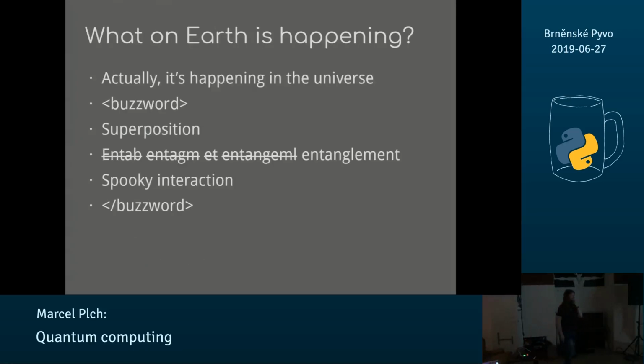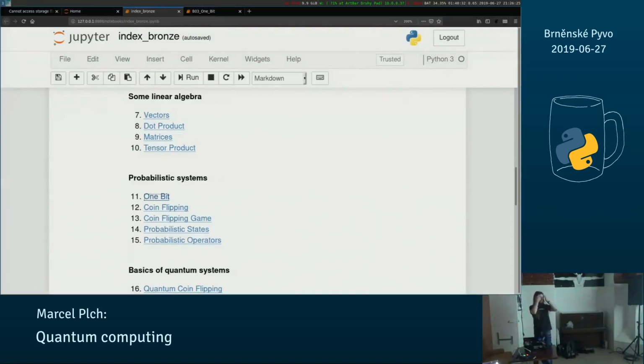Alright, so what is happening? There are some really buzzwordy things like superposition, entanglement, and spooky interaction. Spooky interaction is something we use for quantum teleportation, which is not what you think it is. But we can get to probabilistic systems. I think that everybody understands what a probabilistic system is. Is there anyone who doesn't know what a probabilistic system is? Awesome. A bit? Maybe a bit.